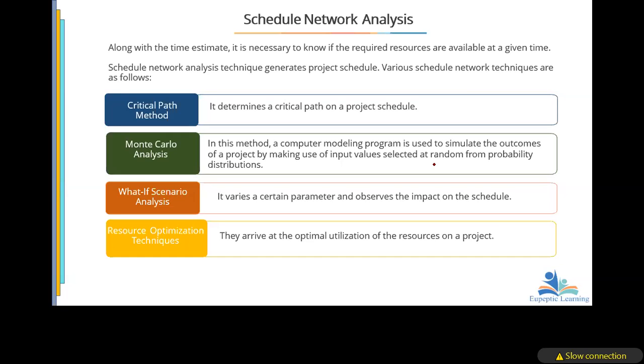Gone are those days when these things were more manual, but now that we have applications in place, you just input them and they run it for you. Okay. So with the PMP exam, this is what we will dwell on.